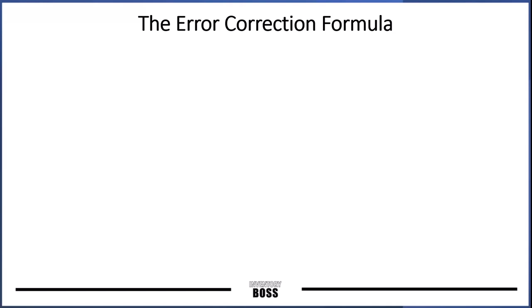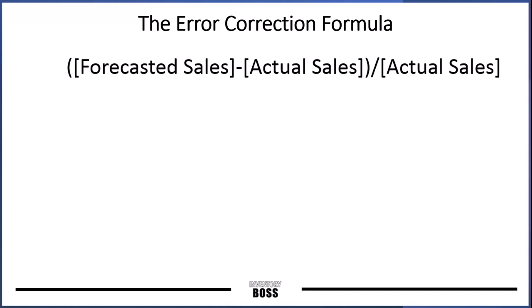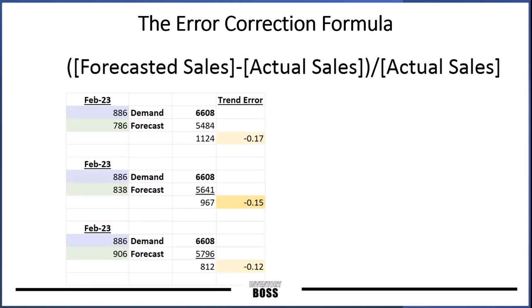So there is an error correction formula, and it looks like this. Forecasted sales minus actual sales divided by actual sales. What does that even mean? Well, let's take a look. Let's look at the top one. Let's look at the trend error we have for the simple moving average. Our demand totaled, those 12 months totaled to 6,608 units. Our forecast came up with 5,484. We were lagging on all of them, and we have bias on all of them. So the combined lagging and bias on the simple moving average had us down 1,124 units, which was 17%.